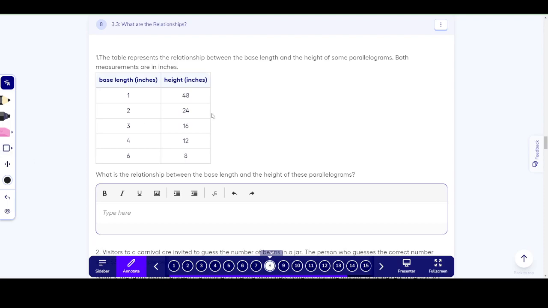So what do you see is happening? So I know that maybe 1 times 48 gives me this. But 2 times 48 does not give me that. So it's not a multiplication. We can't add because they're going down too quickly.